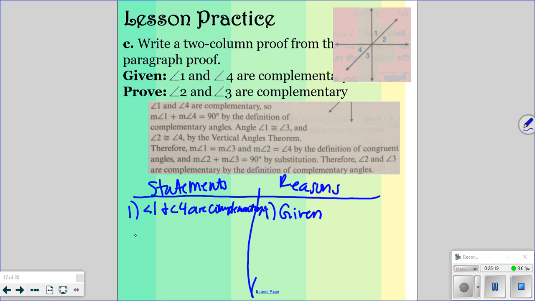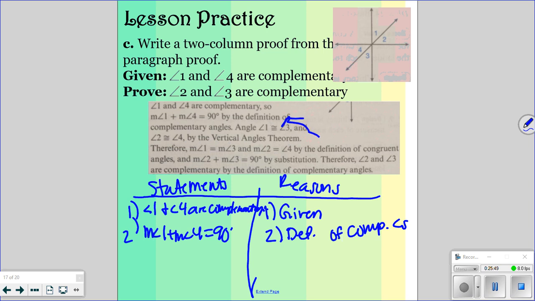From there, it tells us that means that angle 1 and angle 4 equal 90 degrees. So the measure of angle 1 plus the measure of angle 4 equals 90 degrees, and that would be definition of complementary angles. And that's from up here where it says it.